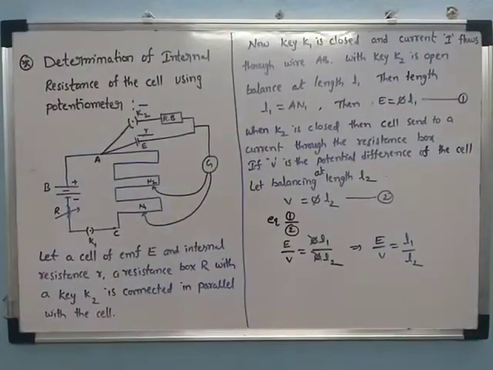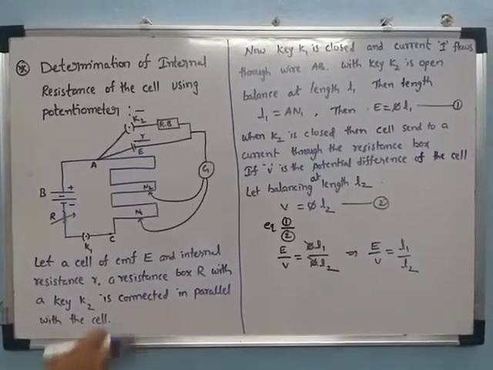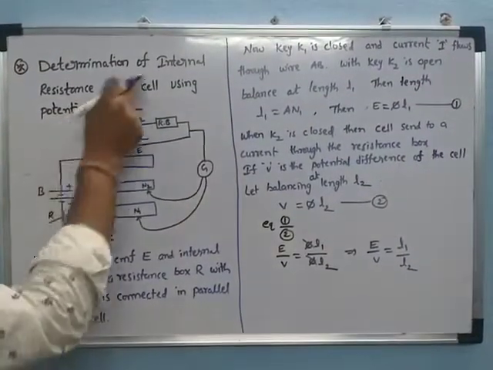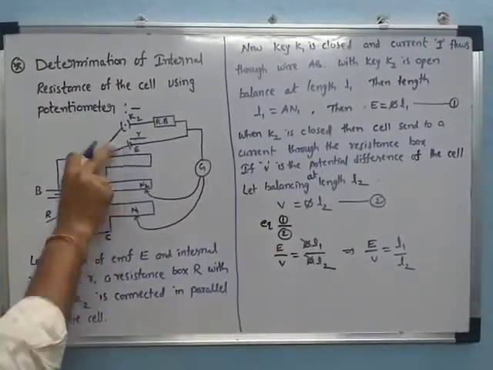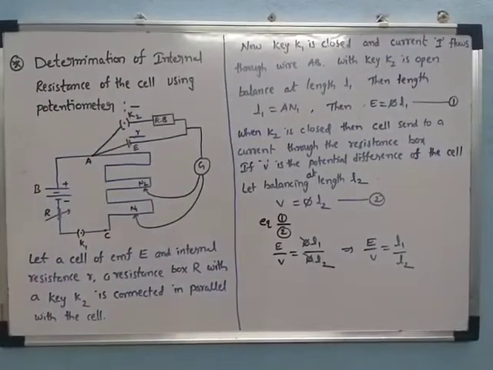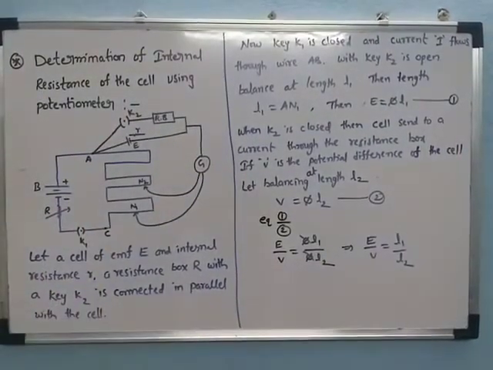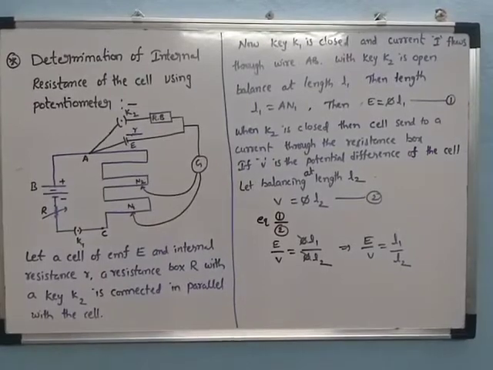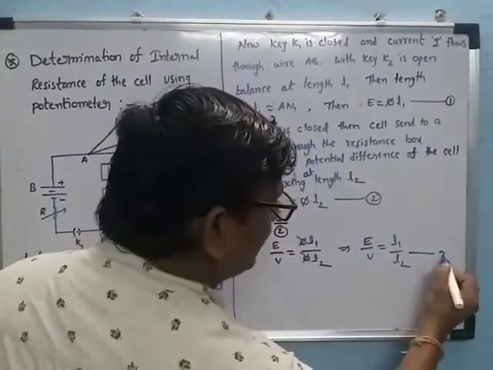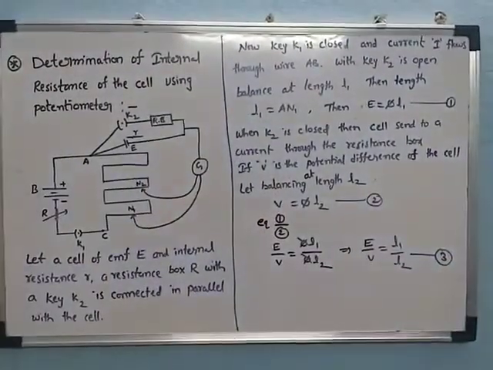But we can observe what we can find out. See, using this potentiometer, we can find out the internal resistance of the cell. The internal resistance of the cell is nothing but small r, we can find out. Now, this is considered equation number 3.